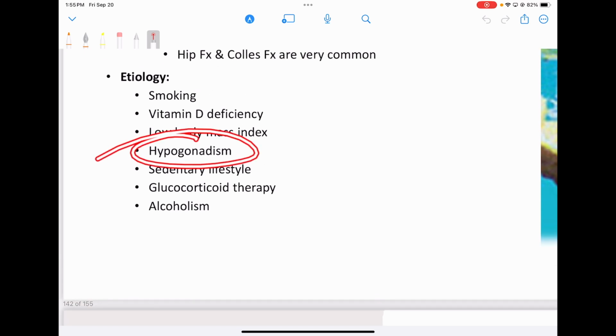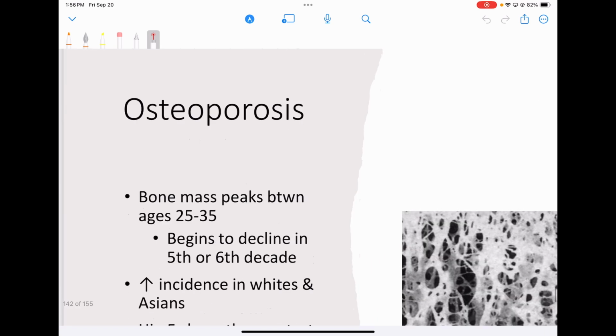Hypogonadism, why? Estrogen. Talked about estrogen in the very, very beginning and how it helps with bone mass. Sedentary lifestyle. You're not compressing the bone with mechanical forces through activity, because you're sedentary all the time, they're going to get weaker as well. Glucocorticoid therapy. That's what we talked about before with the rheumatoid arthritis. They go on hydrocortisone, cortisol, your glucocorticoids. It can also cause osteoporosis and your alcoholism.